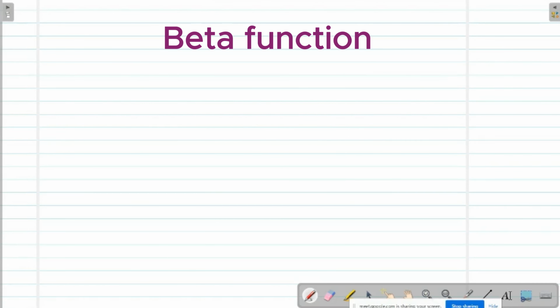Your next topic is what? Beta function. We finished gamma function. Now we will have beta function. What is the beta function? Just we define the beta function. Then we will go for the problem based on that.